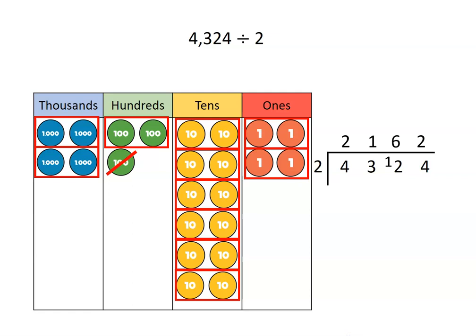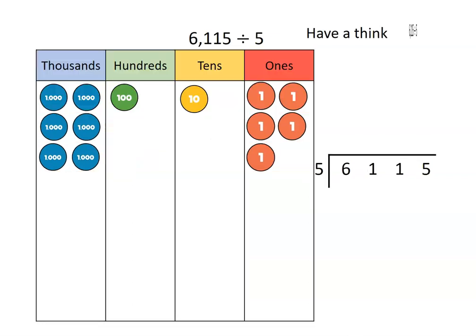So you may realise we chose this example for you because we had to do a little bit of exchanging. We had to exchange one of our hundreds that we couldn't put into a group of 2 for 10 tens. So here's another little one for you here. We've got 6,115 divided by 5. So just pause the video, have a little think for yourself, see if you can calculate this one. I'll leave the counters on there for you and I'll leave the short division there. Pause the video, have a go, and then we'll go through it together.